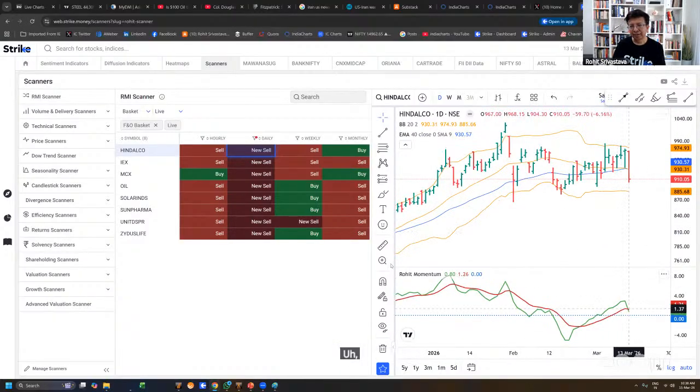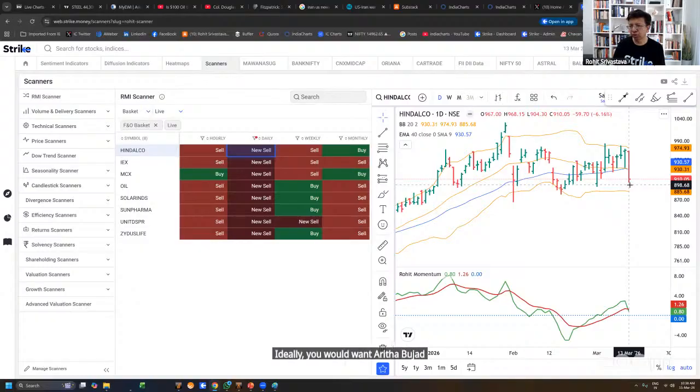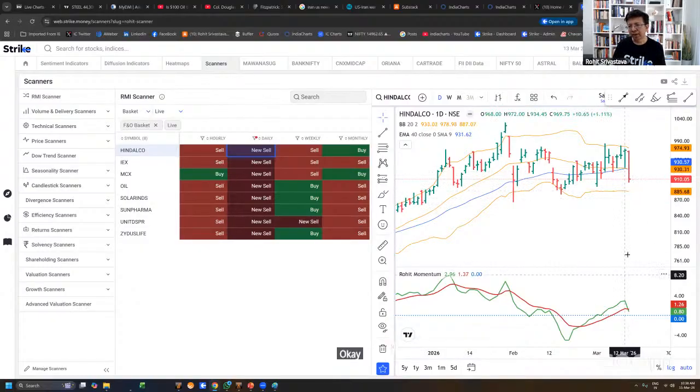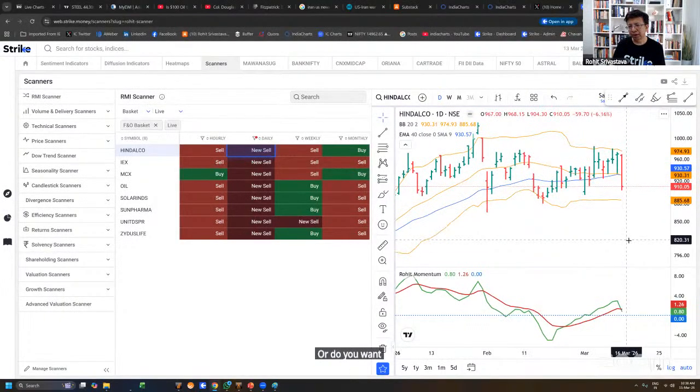When you get a buy and sell signal, so say for example here, Hindalco fell, it's quite a big fall. Ideally, you'd want a retracement, but it has fallen a lot, I shouldn't short it here. Maybe you get a bounce, maybe you don't. But the point is that after that fall, you're getting a sell signal here. Now, do you want to sell it on Monday morning or do you want to sell it on Friday evening itself? Now, there's always a fear that, oh, it's already fallen now, how do I short?